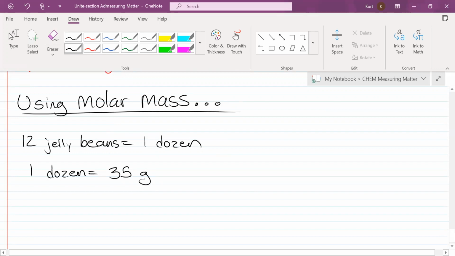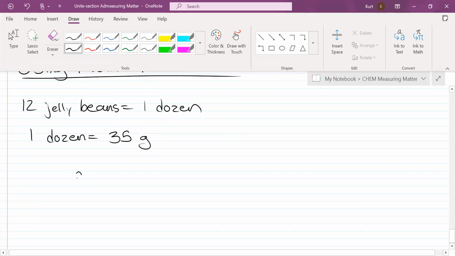You have a customer who wants 5 dozen jelly beans. How many grams is that? So a customer wants to buy 5 dozen jelly beans.